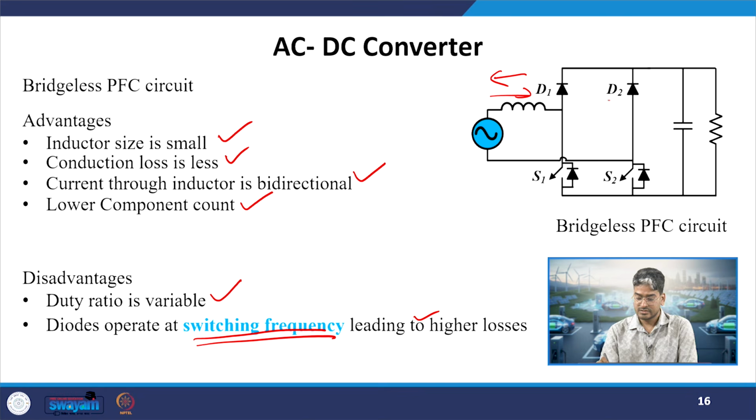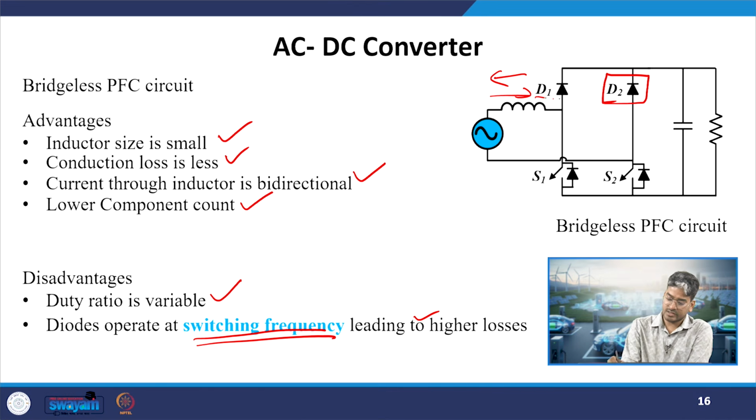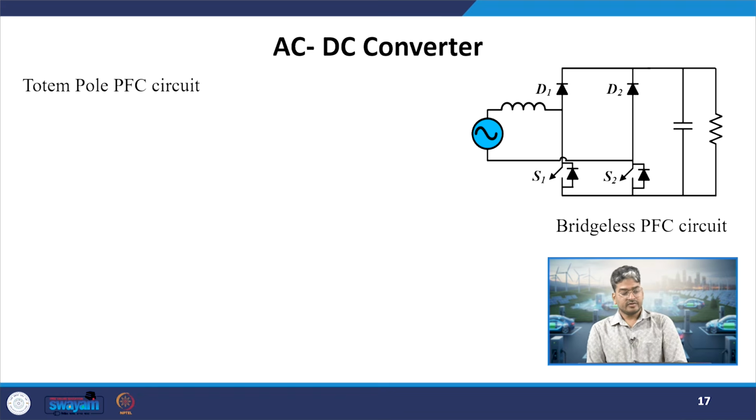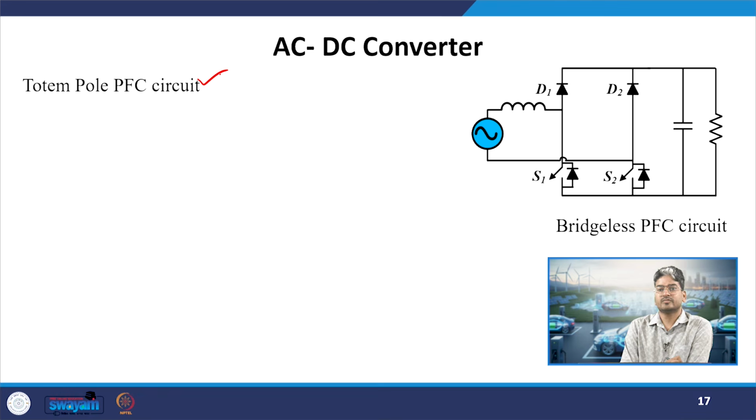Why? The diodes, if you remember the operation of your diode bridge rectifier, they were operated at 50 hertz. In the positive half, D1 and D4 were conducting, in the negative half, D2 and D3 were conducting, and they were operated at line frequency, whereas in this case they are operated at switching frequency. Because of that, they will be creating higher amount of switching loss. What is then the solution for that? Okay. So, the other solution for that is totem pole PFC.